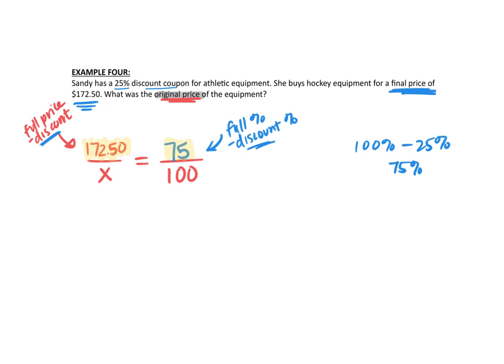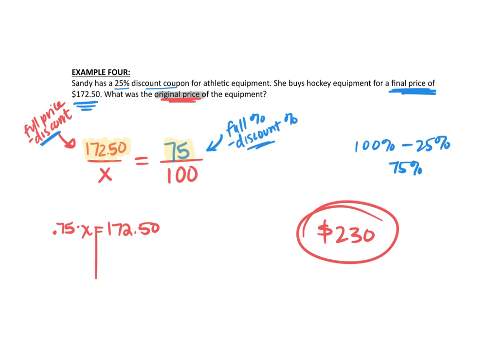Okay, so now I can go ahead and solve that. Okay, if I'm doing it the other way, I'm going to do 0.75 times the whole equals the part. And then I would work that out. So go ahead and solve that. I end up with $230. That is my original price.